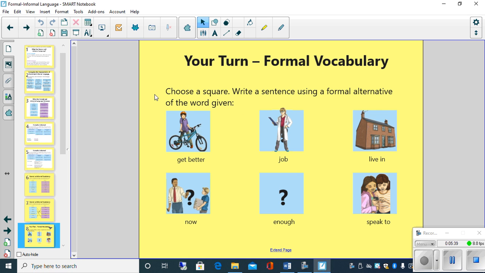It says your turn. Can you write a sentence using a formal alternative of the word given? So for instance, live in. Right, could you write a sentence using a more formal word of live in? And this is just for you to have a go at trying to identify using more formal words. So pause the video, have a go. You may want to just do one, you may want to have a go at more. Please feel free. Welcome back, well done. I'm sure that you did a really good job.